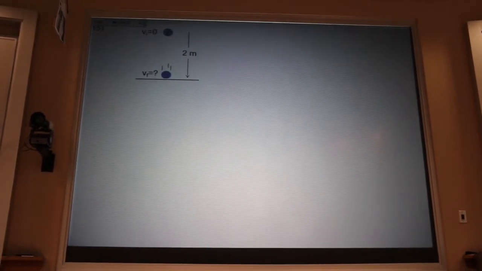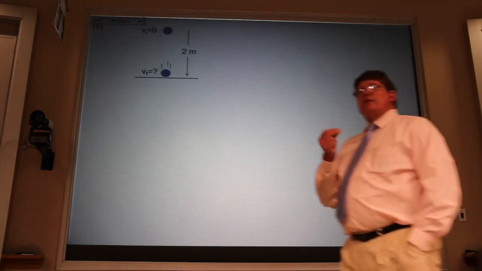Okay, let's look at this problem 15 that you voted off the island. This problem 15 involves a ball that is being dropped from rest, and it drops 2 meters. And in the first part of the problem, we're asked, how fast and in what direction is this ball traveling right before it hits the floor?